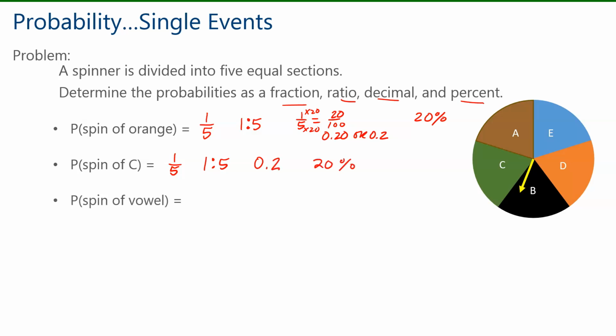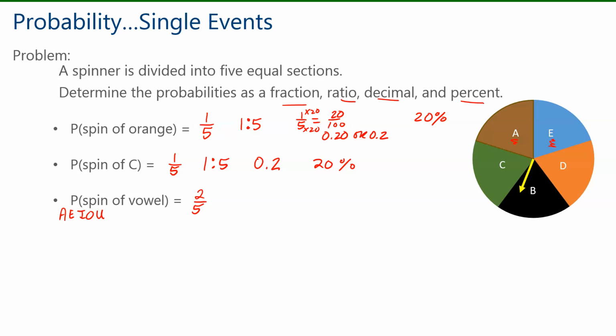How about the probability of spinning a vowel? Our vowels include A, E, I, O, U. On our spinner, we have an A and we have an E. 2 sectors with a vowel, 2 out of the 5.